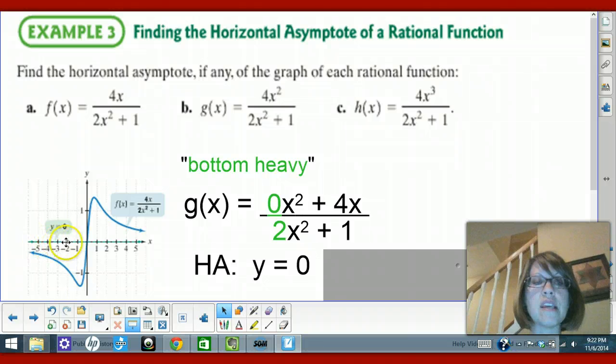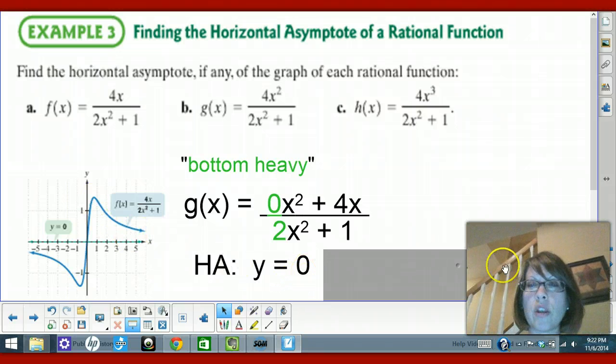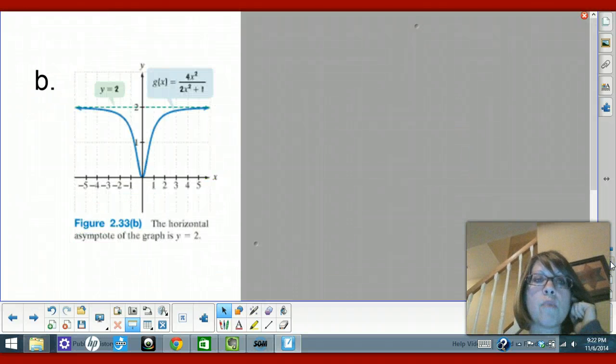And so you can see we've only gone -5 to 5, but it is starting to level off toward the x-axis, which is a y value of 0. Stick with me through parts B and C, and we'll see if we can't get this whole bottom-heavy issue and where I got the 0 straightened out, okay? All right, going on to part B.